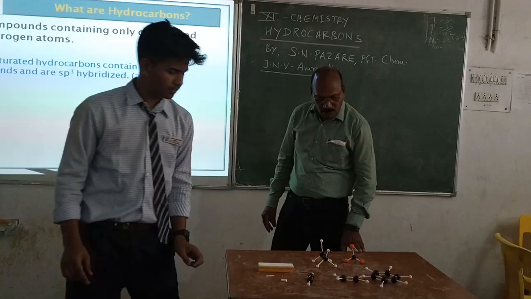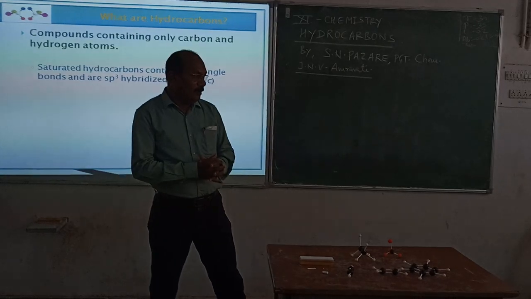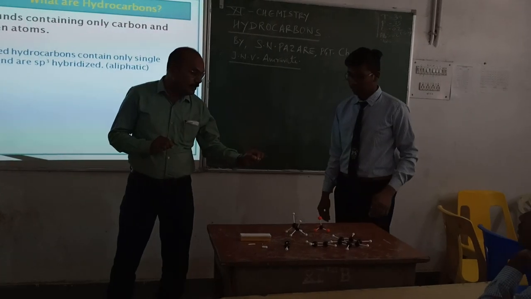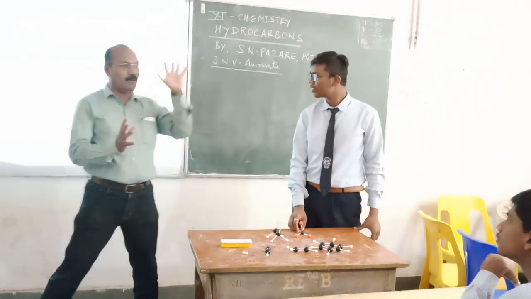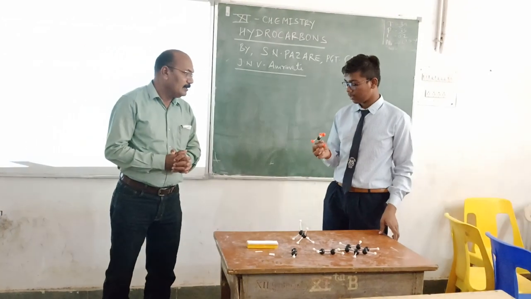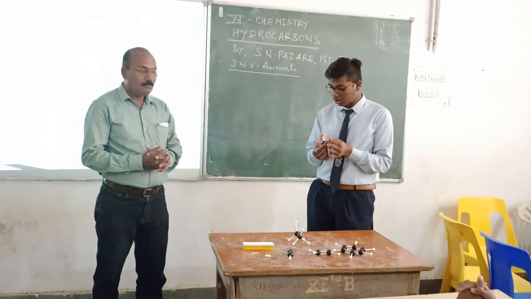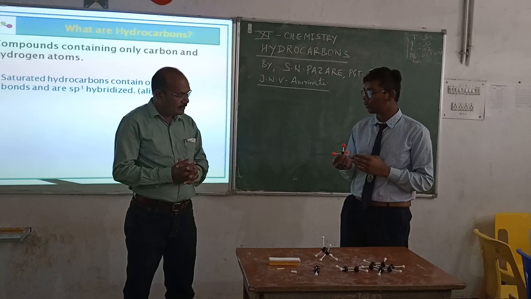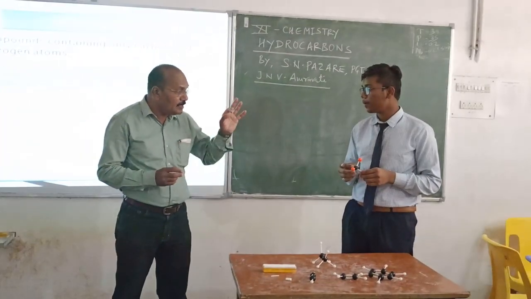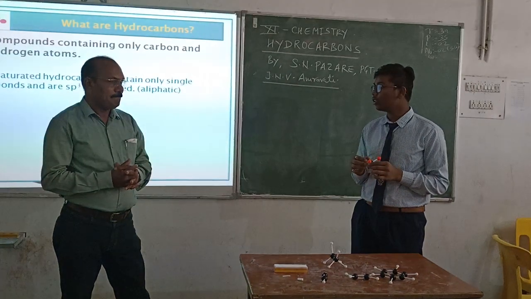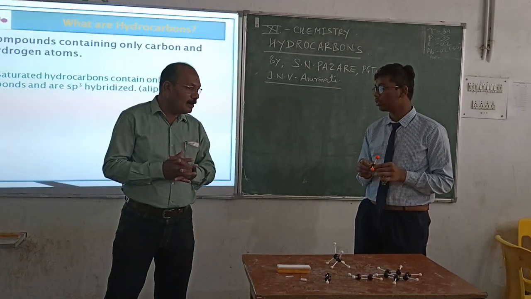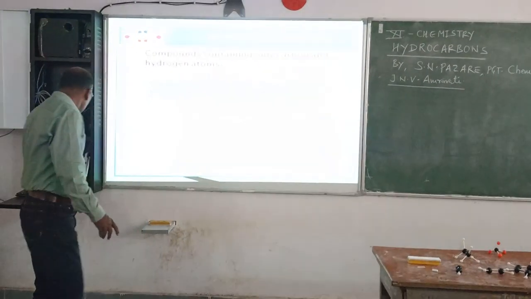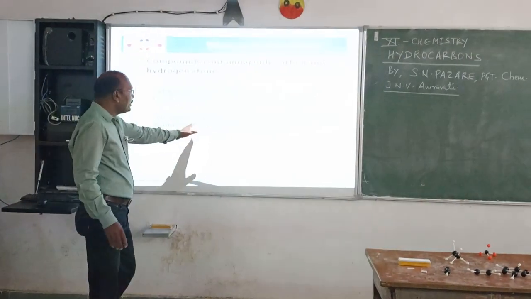Now sit down. Mohan, come here and tell about the next compound which is sp3 hybridized, starting from only one carbon atom. Sir, that is methane. Now explain the methane. Methane contains only a single carbon, and all four valencies of carbon are filled with hydrogen. What is the bond angle in methane? 109.5. Whether it is tetrahedral or trigonal structure? Sir, tetrahedral. Very good, very good.